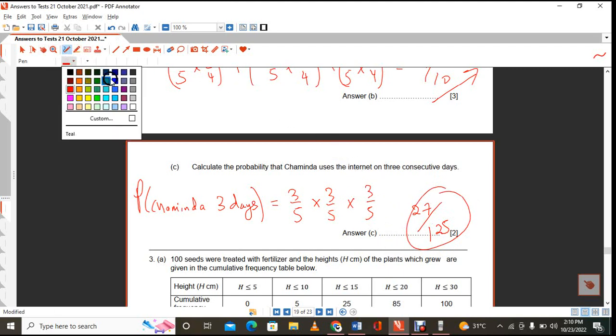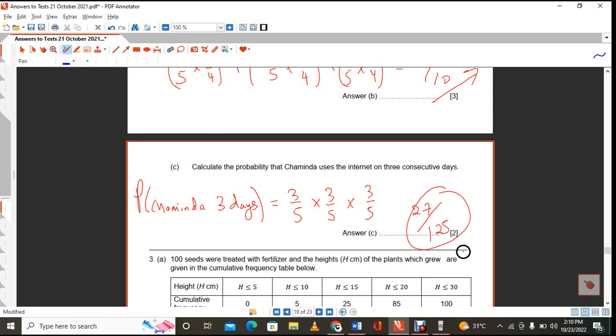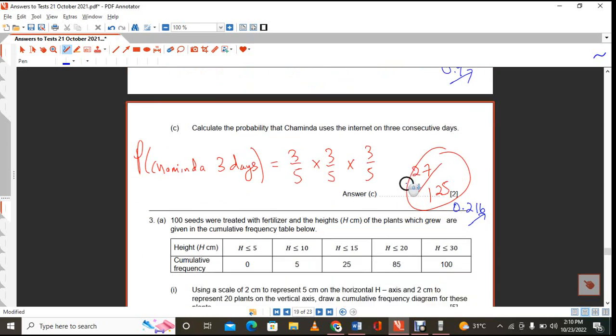Okay, there will be some students who would go ahead and try to give decimal values, like I think this is 0.216. And this one here will be 0.9. There's no need also to go and write these things as percentages and stuff like that, but this is equivalent and you're going to get full marks.